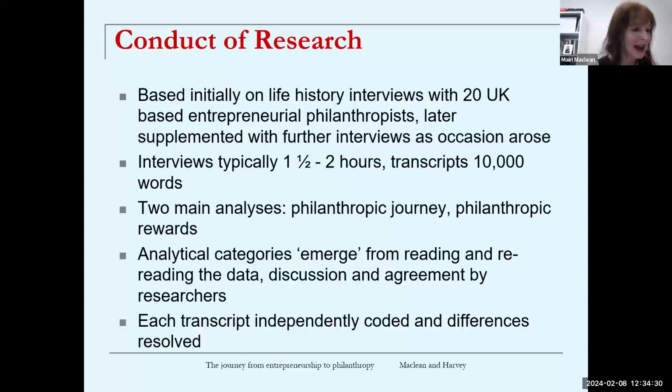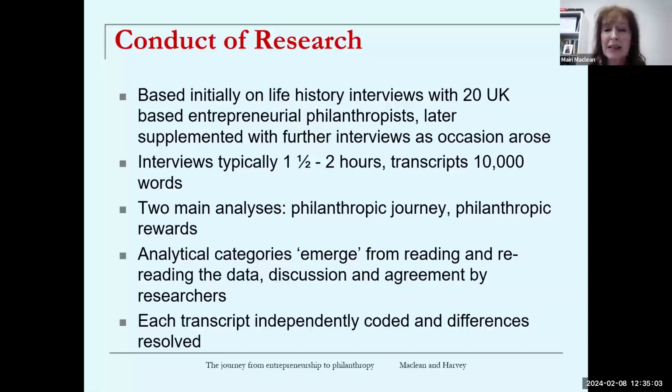So the research itself was based initially on life history interviews with 20 British-based entrepreneurial philanthropists. So we later supplemented that with further interviews as occasion arose. We did life history interviews with philanthropy professionals, thought leaders, as the opportunity arose, and we've carried on doing these interviews. Typically, they've lasted an hour and a half, 2 hours, and the transcripts are typically 10,000 words long.